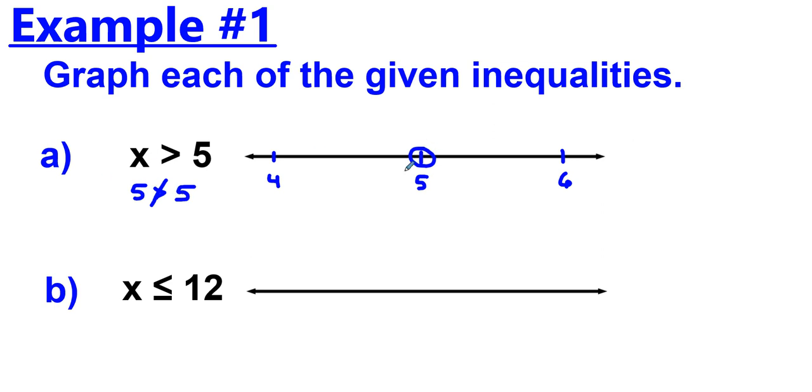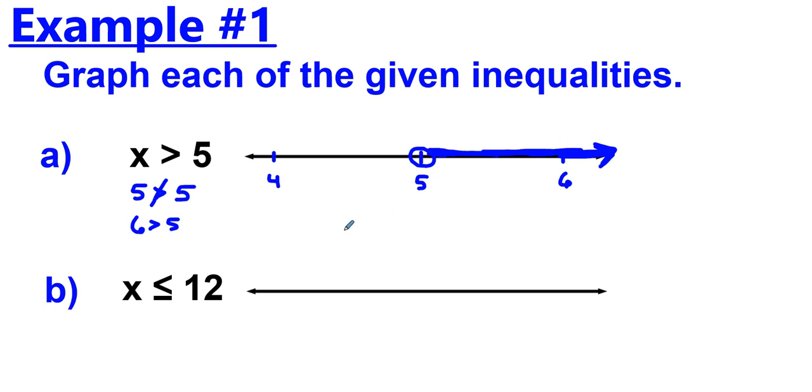If I were to plug in 6, is 6 greater than 5? Well, yeah, that's true. So I want to shade 6. Anything to the right of 5 is going to be greater than 5. So I want to shade all of the values to the right of 5. And we do that just by drawing a shaded arrow. So we're shading our solutions. The arrow means everything to the right is greater than 5. If I were to plug in a 4, 4 is not greater than 5, so I wouldn't want to shade that one. So I know I'd have to shade on the right-hand side.